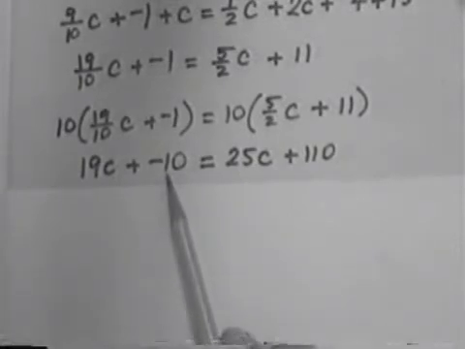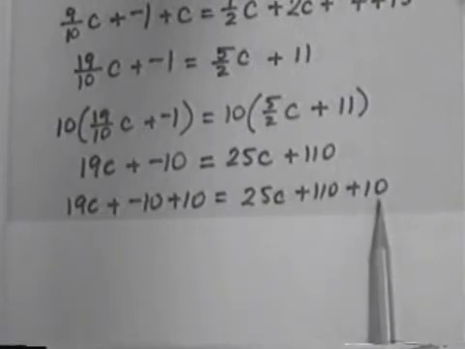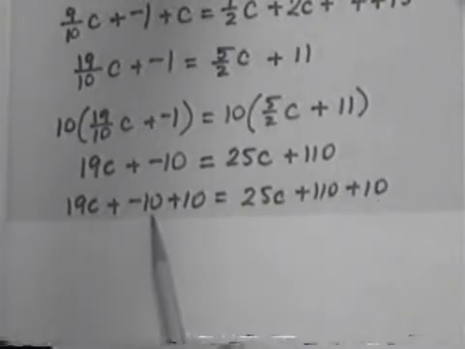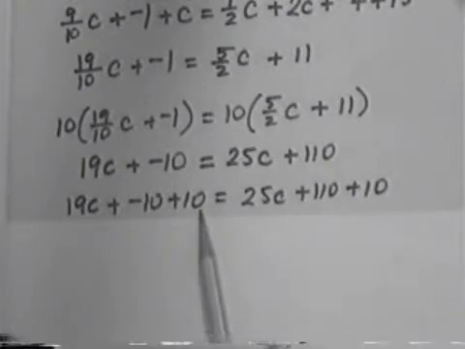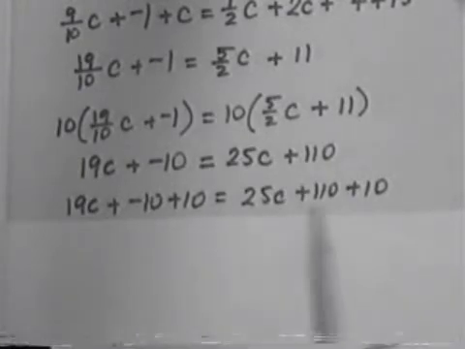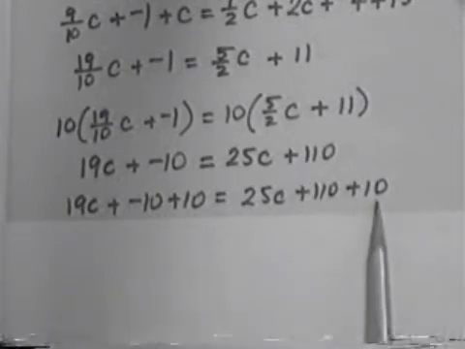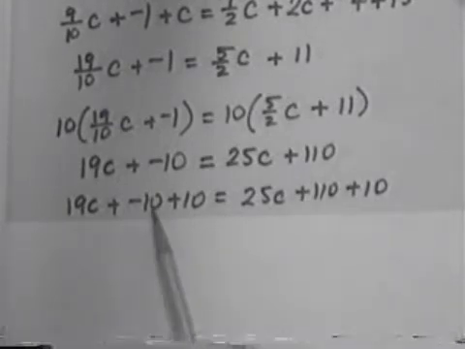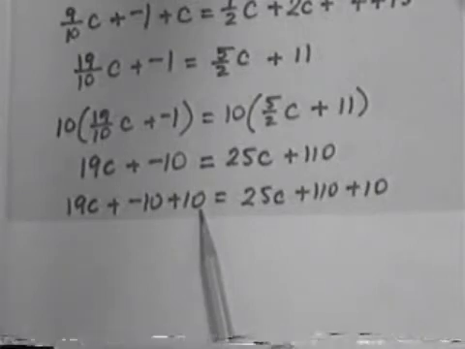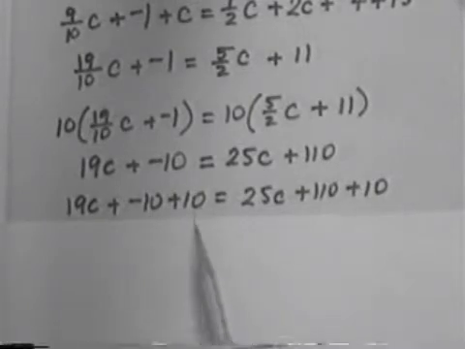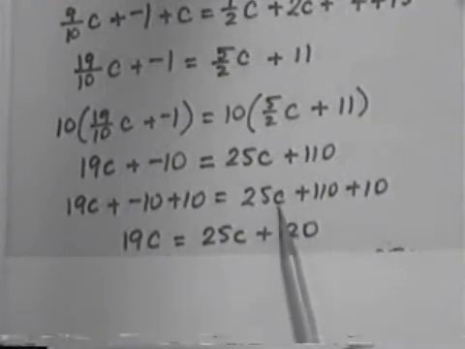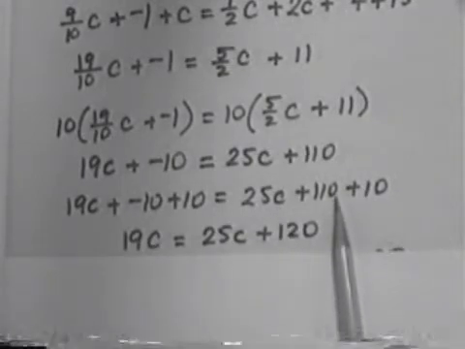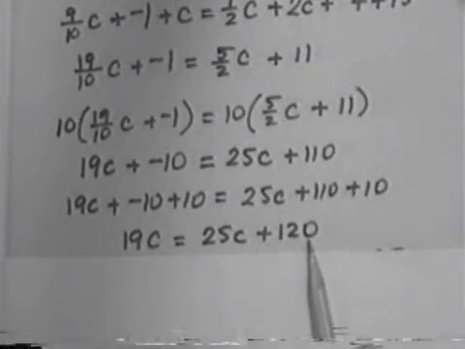On the left-hand side, the constant needs to be removed. We remove it by adding its opposite. The opposite of -10 is positive 10. So we add positive 10 to both sides of the equation. That gives 19C plus -10 plus 10 equals 25C plus 110 plus 10. -10 plus 10 is 0. That gives us just 19C on the left-hand side. On the right-hand side we have 25C plus 110 plus 10 is 120.